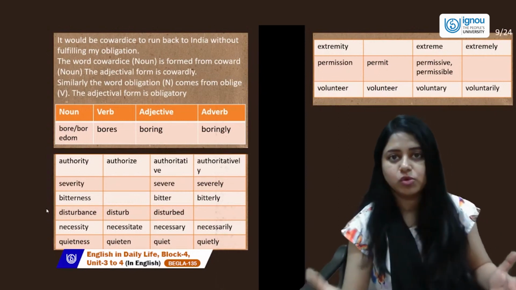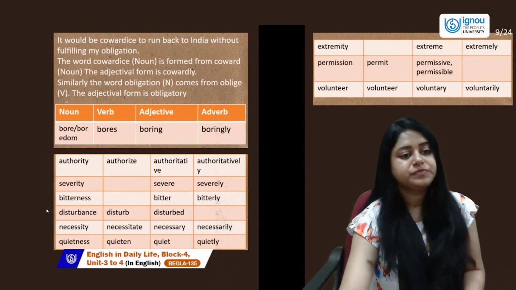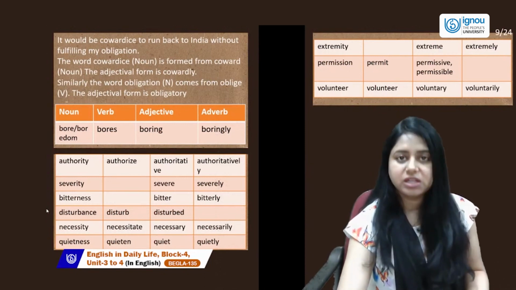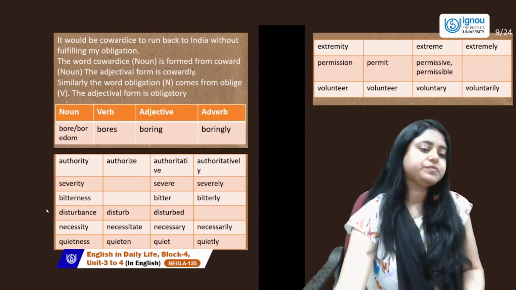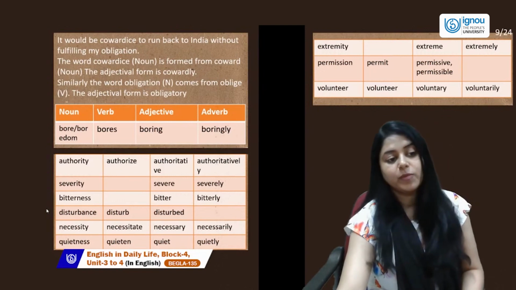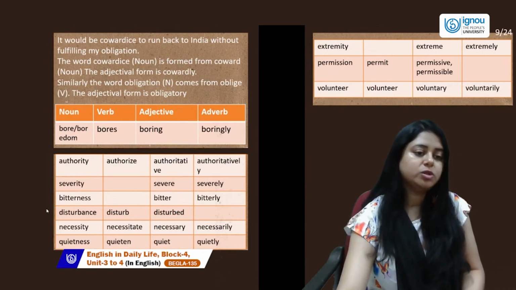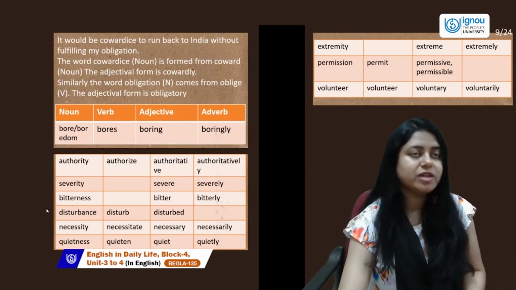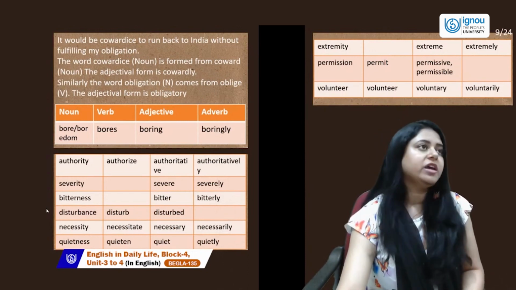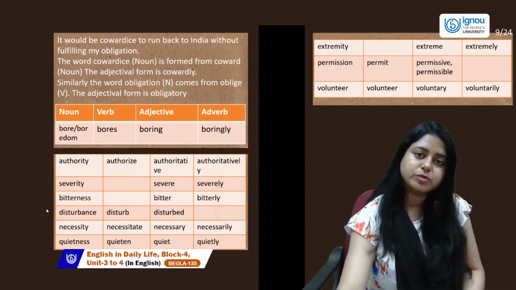So let's look at a few more words so that it becomes clear. So noun, bore, verb bores, adjective boring. Okay, adverb boringly, L-Y, boringly. Now let's look at the noun form authority. When you have to use it as a verb, authorize. She authorized her to take charge of the household responsibilities. He authorized her to take charge of the official responsibilities, right?